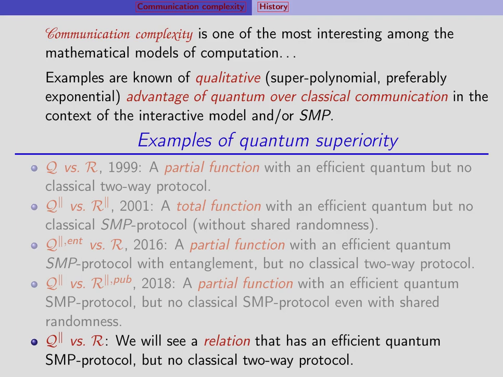Finally, today we will see a relation that has an efficient solution in the model of quantum SMP, and that is hard for the classical two-way model. Pay attention that this is the strongest possible indication of quantum superiority in the two-party model, because the weakest quantum model can outperform the strongest classical model. However, the tool that we use in order to obtain this separation is the strongest available, namely a relational problem.